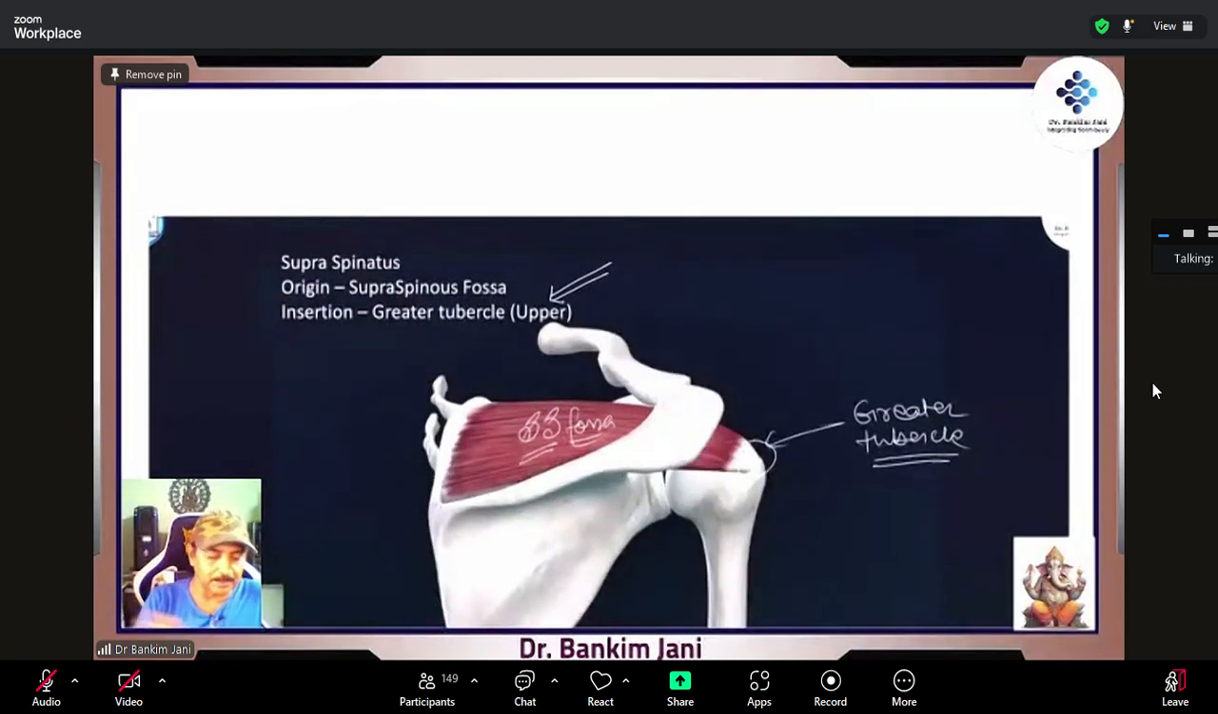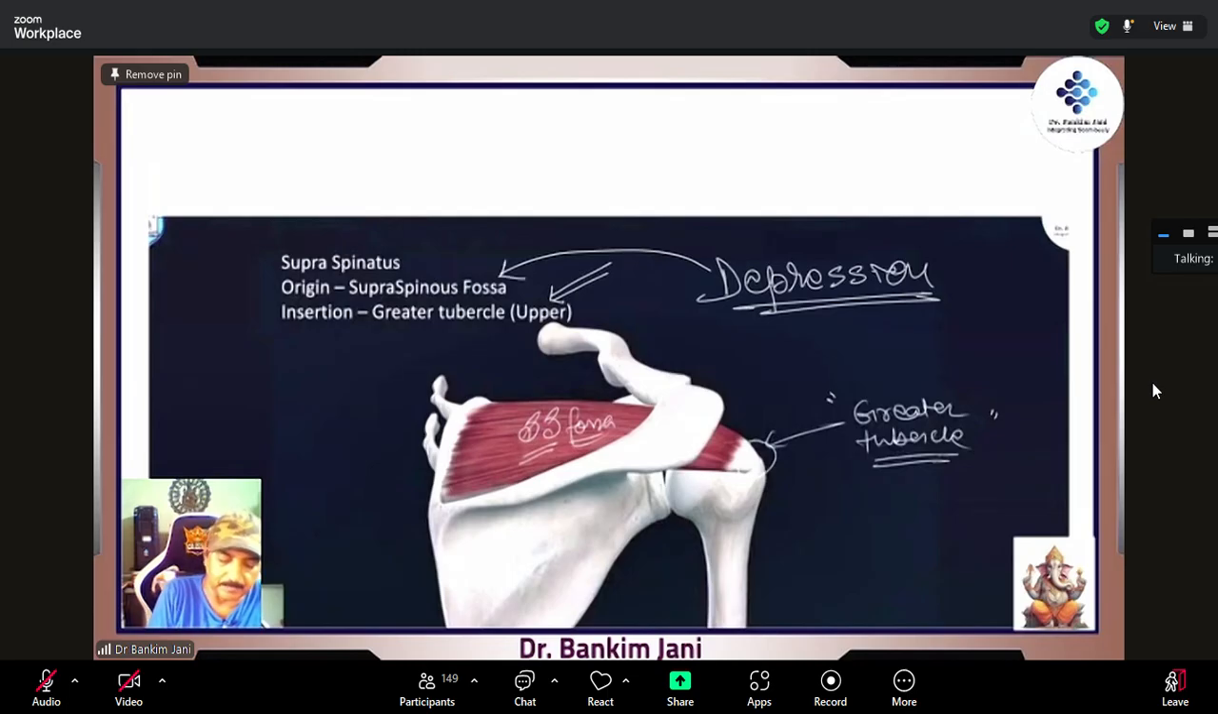On to the supraspinatus, right? All-time great supraspinatus. You know that origin is the supraspinous fossa. This entire fossa is supraspinous. That's the spine. So supraspinatus fossa, insertion is on greater tubercle. Yes, greater tubercle. Sir, fossa means depression, na? Fossa means depression. That's right. Right? That's the fossa.